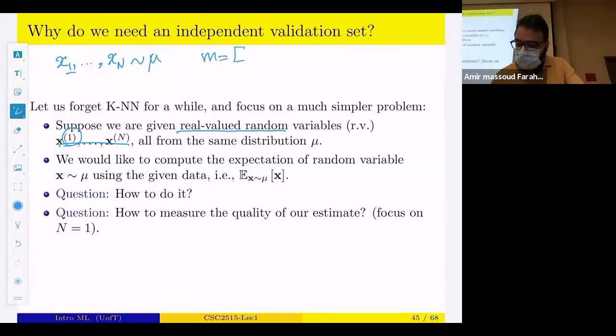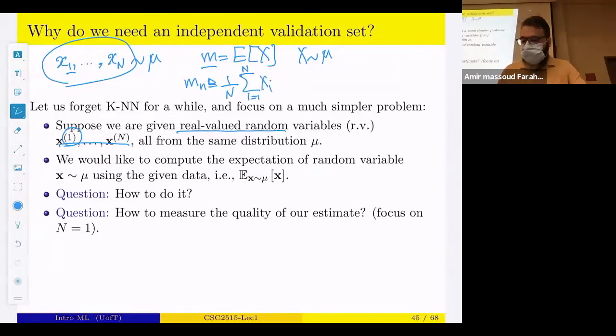So we want the expectation of that random variable X when X comes from distribution mu. So how do we compute this expectation, or estimate this m, using these n data points? Take the average. So basically we define the estimator m hat n to be a summation of the n data points, divided by n. Then we have results, because of the law of large numbers, that m hat n converges to the true value when n goes to infinity.